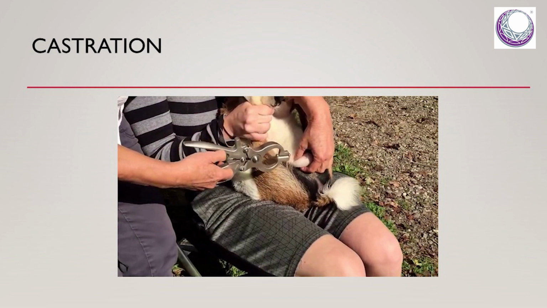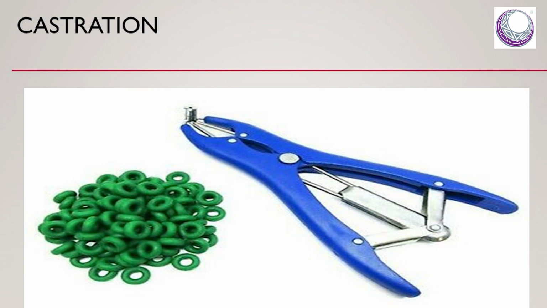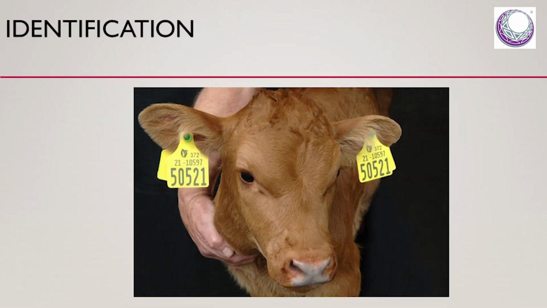The tools which are used for castration: we have this one on the pig called a burdizzo. We also have a rubber band applicator. We can also use a knife for castration. The next management practice is identification.